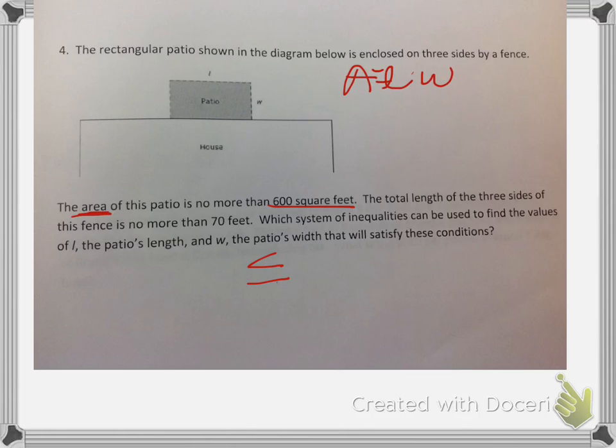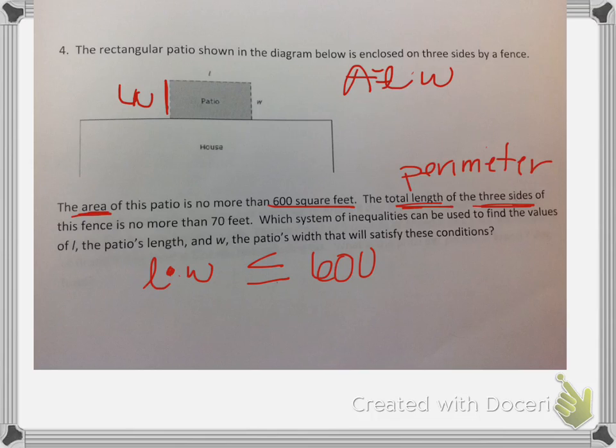Now, area, you said it was L times W. So there it is. Boom, boom. That's it. Less than what? 600. I forgot that 600, sorry. Then they're asking for the total length. That would be your perimeter of the, how many sides only? 3. Now, we're using how many W's? 2 W's and 1 L. Now, it also says no more than 70, so what do I need to use? Less than or equal to.